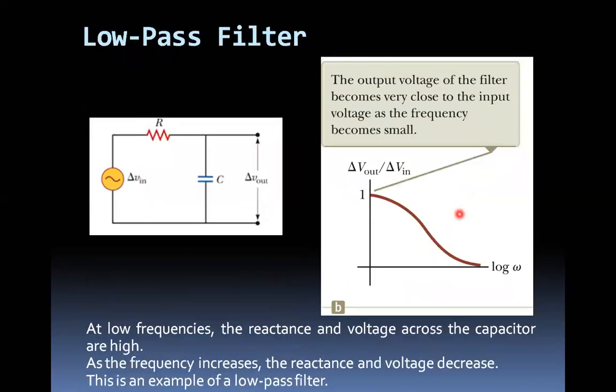In the case of the low pass filter, instead of R, these two are connected in this manner. I mean, C is connected in parallel with the input voltage, and the voltage is measured across the condenser. So at low frequency, the reactance and the voltage across the capacitor are high in the case of a low pass filter. As the frequency increases, the reactance and the voltage decrease. This is an example of a low pass filter.